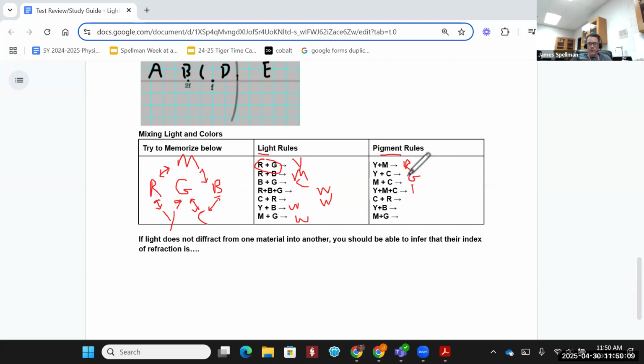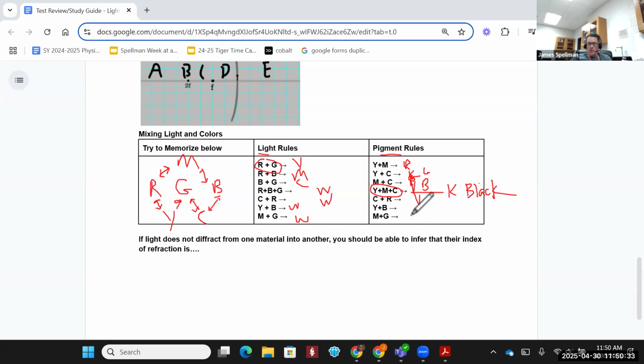I'm kind of getting out of room here. So again, yellow and cyan is supposed to be green. M and C is supposed to be B. Now, if I mix all three of them, that's where we get black, which is sometimes represented with the letter K. All the colors together are going to make black. All the lights together are going to make white. And the same thing's going to happen with these last three down here.